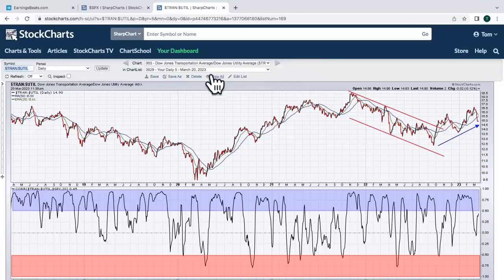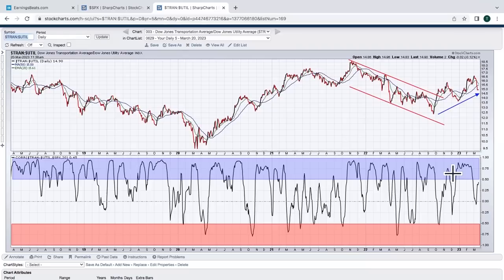Dow Jones Transportation Average versus the Dow Jones Utility Average. Again, it's just looking at the ratio between these two. When the transports are going up relative to utilities, the market usually goes up. And again, you can look down here at the correlation. The blue shaded area tells us this is very, very strong correlation, that when transports are outperforming utilities, the S&P 500 goes higher. When transports are underperforming, the S&P tends to go lower.